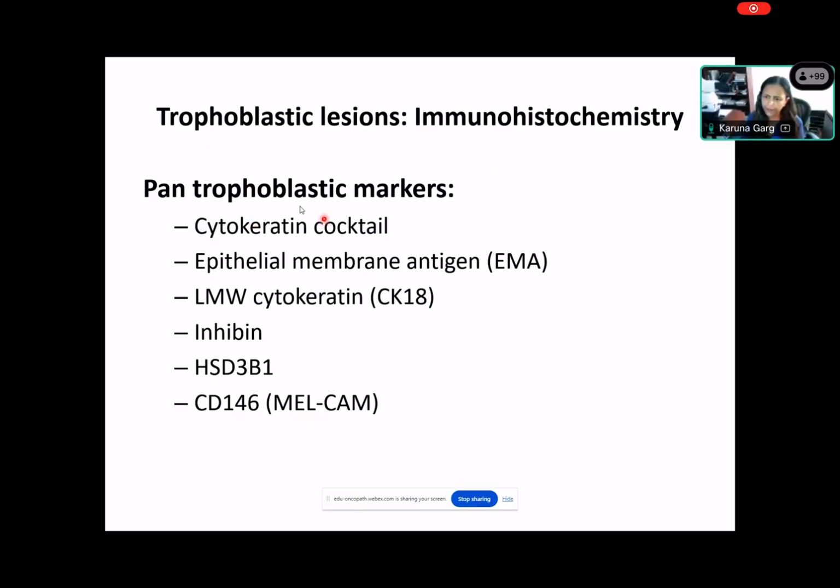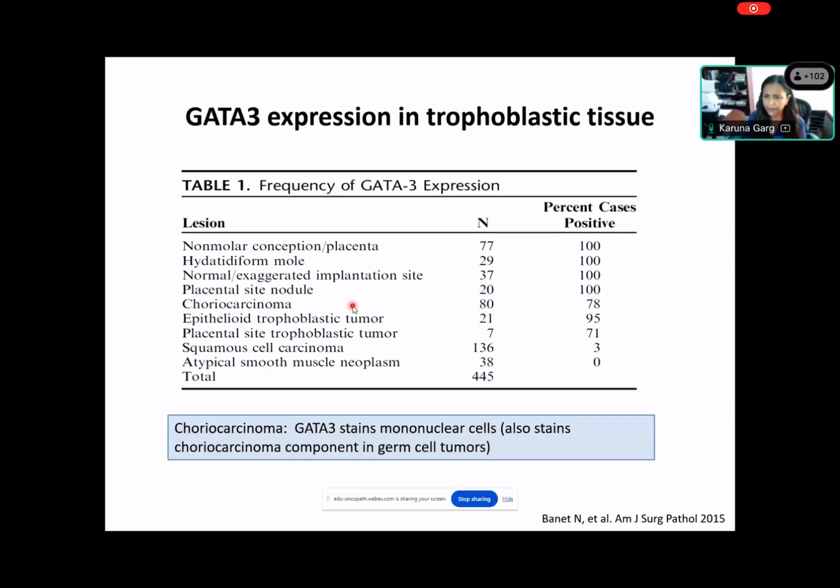In terms of immunohistochemistry, the pan-trophoblastic markers, remember these will be positive for all sorts of cytokeratins. So it's not going to help you if you're trying to distinguish between a trophoblastic neoplasm and a carcinoma. So these will be positive for keratin, for EMA. They will be positive for inhibin. This is supposed to be a pretty specific trophoblastic stain, but we don't have it. I think the only institution that has these stains is Johns Hopkins. So I have no real experience with these.